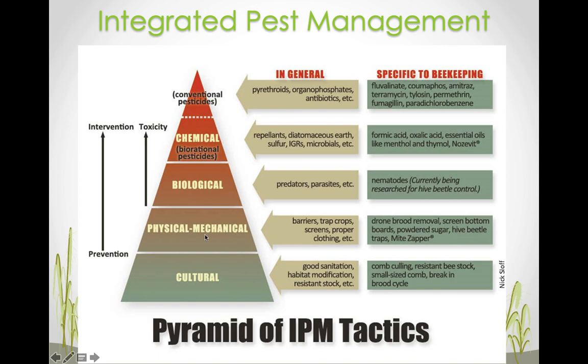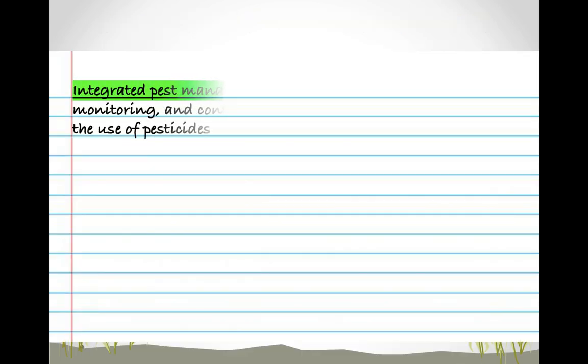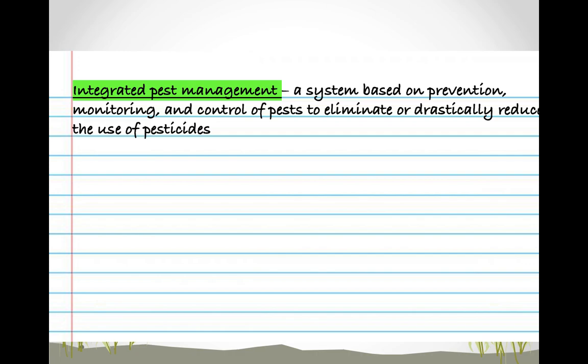Because they use a variety of different tactics, a lot of times it does not damage the ecosystem nearly as much as just traditional blanket application of a pesticide. So let's get that in there. Integrated pest management. It's a system based on prevention, monitoring, and control of pests to eliminate or drastically reduce the use of pesticides. So I'm so excited that this field is becoming more and more prevalent, because this is really where agriculture needs to go to be more environmentally responsible.